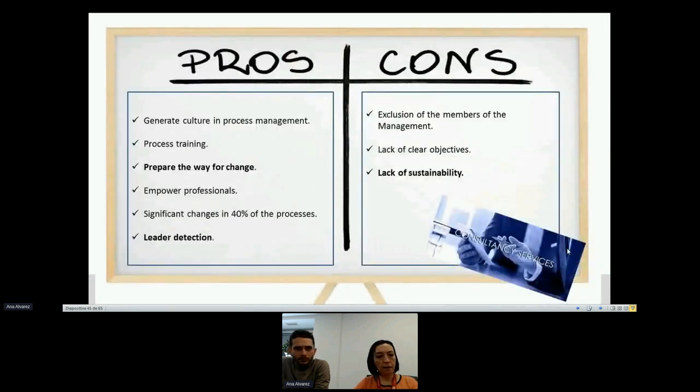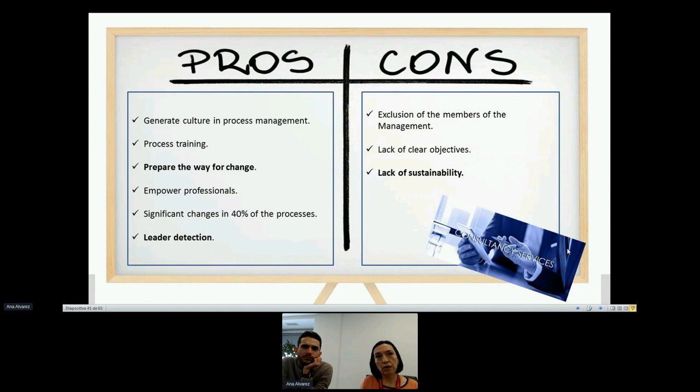At the beginning, the Lean team was just me, myself, and I. And I didn't have the knowledge. So we started with a consultancy service with a company that started generating a culture in process management. That was a good thing. It's in the list of pros. We started doing process training. They prepared the way for change. I think that they did a good job in that. They empowered professionals and achieved significant changes in 40% of the processes they started, and they helped us to detect some leaders in the teams.